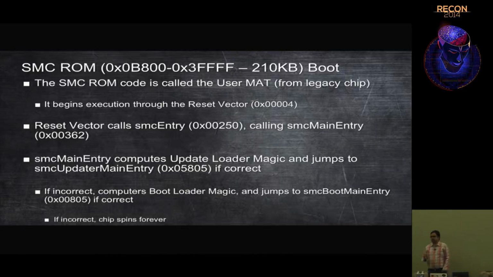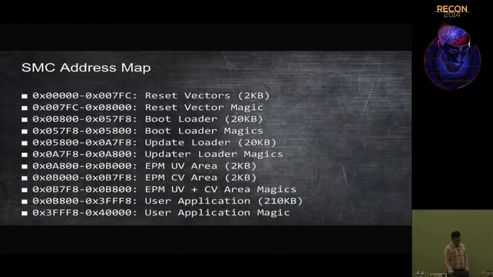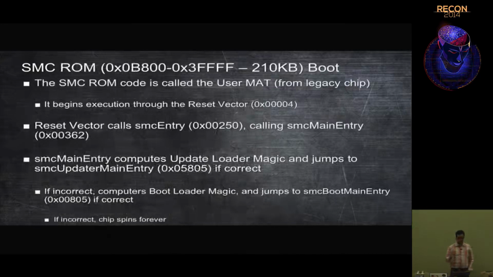There's a reset vector at offset 4. So offset 4 in this previous address map, that's where you've got a reset vector, and that's a branch instruction, which on the firmware jumps to address 250. So address 250 is still in that reset vector area. Address 350 will then call another function at 362, which is actually your main. The main will then compute a magic value associated with the update loader. And if the magic value that it computed matches the magic value that's stored in the actual ROM, then it's going to boot the updater at 5805, so offset 5 in the updater.